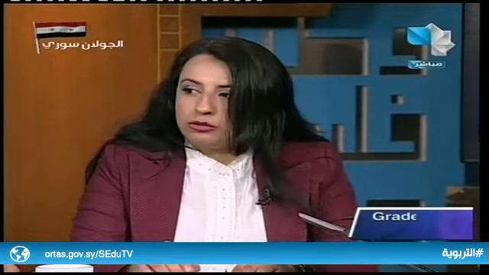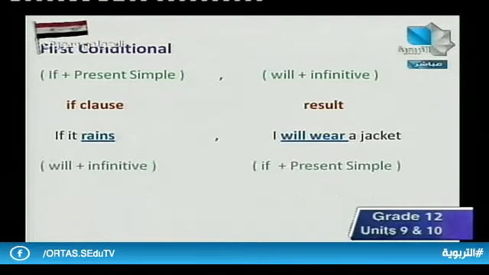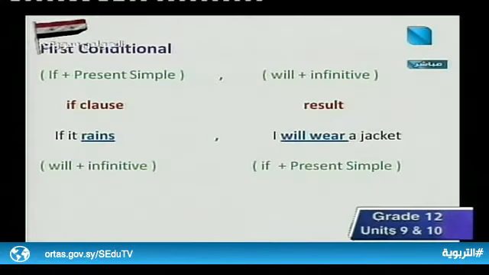What else? The first conditional. It is almost the same in form. We use present simple with if, but in the result we use will and the infinitive. For example, if it rains, I will wear a jacket. This is not a general situation; we are talking about a specific situation. It's not a fact or a routine that happens every day.